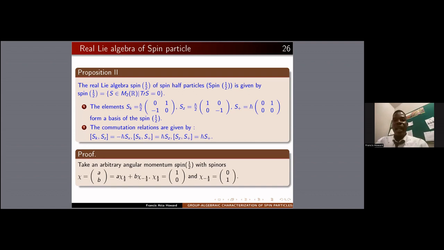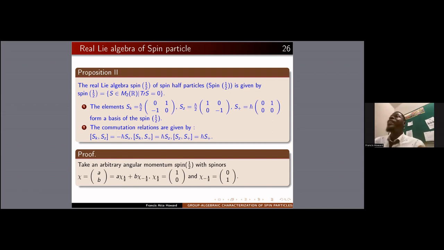For proposition two, we are looking at the real Lie algebra. We say that the real Lie algebra of any spin half particle is given by: spin half is equal to S belonging to the 2x2 real matrices such that the trace of X is equal to zero. And this has basis elements SK, SZ, which we are already familiar with, and S plus.